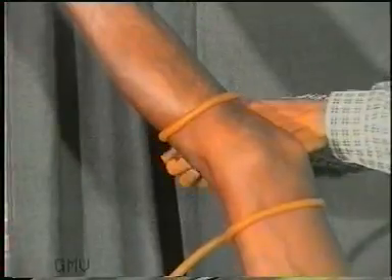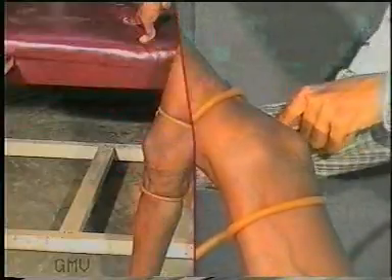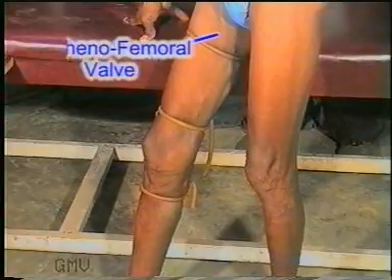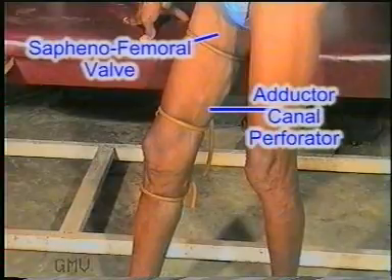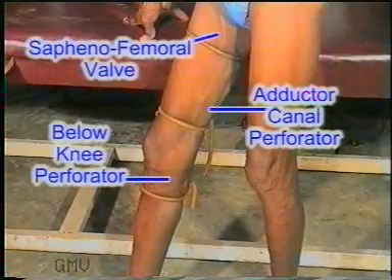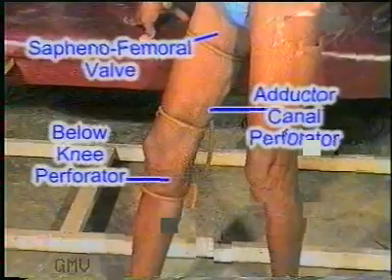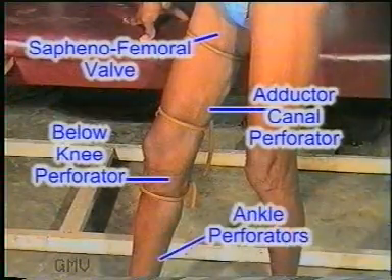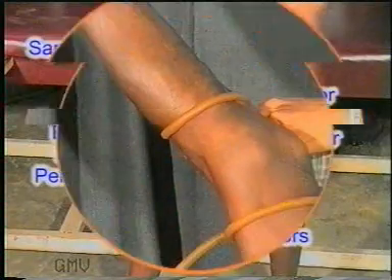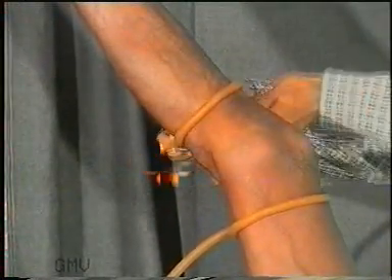This divides the long saphenous vein into 4 segments, each with one constant perforator. The saphenofemoral valve above the first tourniquet, the mid-thigh perforator in adductor canal between the first and the second tourniquets, the below knee perforator between the second and third tourniquets, and the ankle perforators below the third tourniquet. The tourniquets should be just tight enough to occlude only the superficial veins.